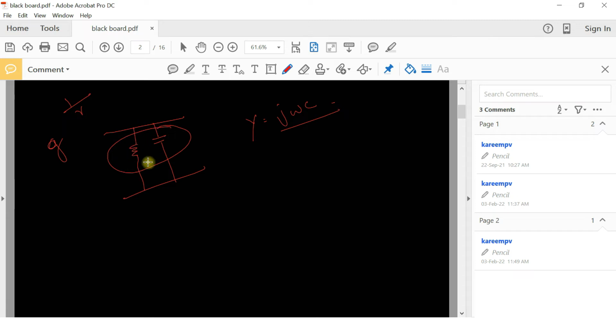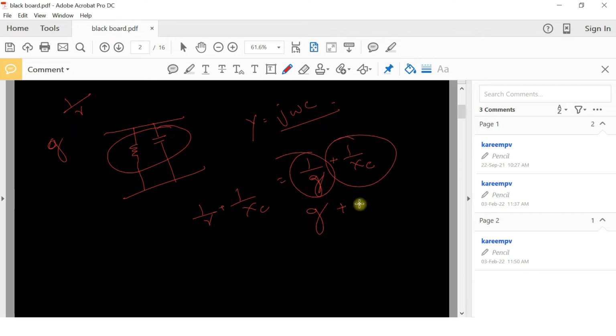And in order to find the parallel combination of this, if it is represented as the admittance, it will be 1 by R plus 1 by Xc. And this 1 by R is G, and this is the imaginary part of the admittance. Admittance will be G plus j omega C.